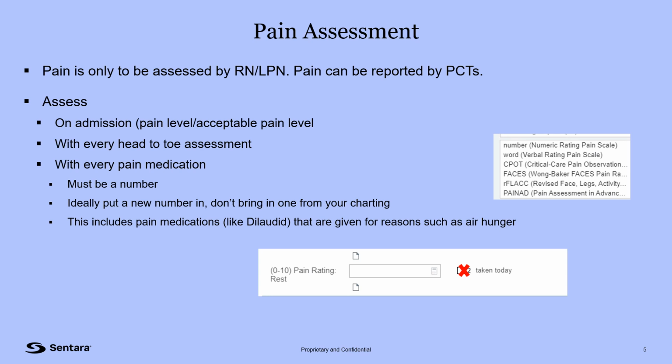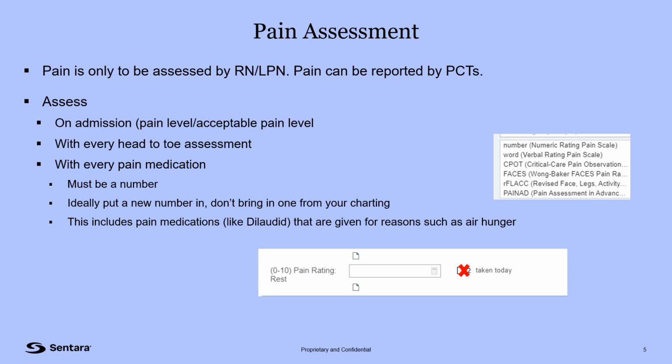So one of the things that the report doesn't pull is if you use the verbal rating pain scale. So the safest thing to do is to always just put in a number, even if it's the same. It's so much easier just to check that box. Even if you're putting in the same number, if you're not sure which pain scale you use, just go ahead and put a number in here in your MAR.